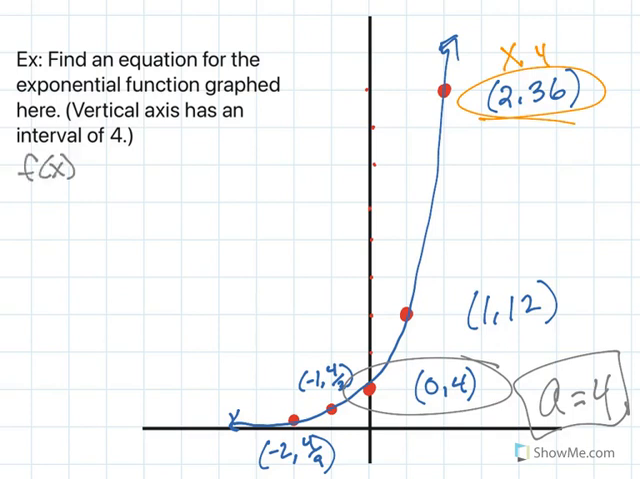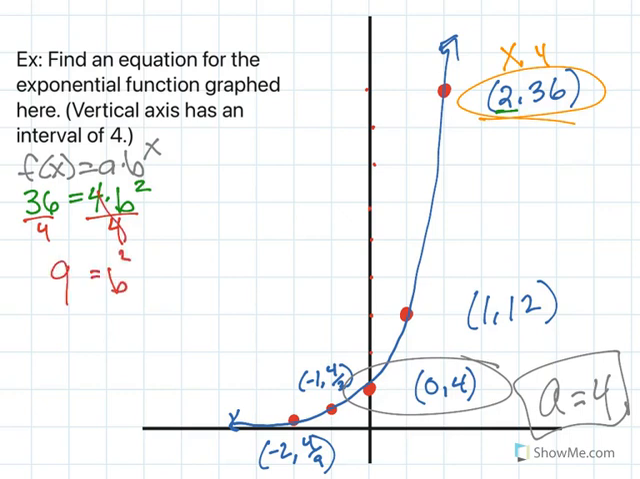So f of x equals A times b to the x. Let's plug in what we know. Y is 36. Y and f of x are the same thing. A is 4, b to the x, and we know that x is 2 in our ordered pair. So to get b by itself, I divide both sides by 4. So b squared equals 9.